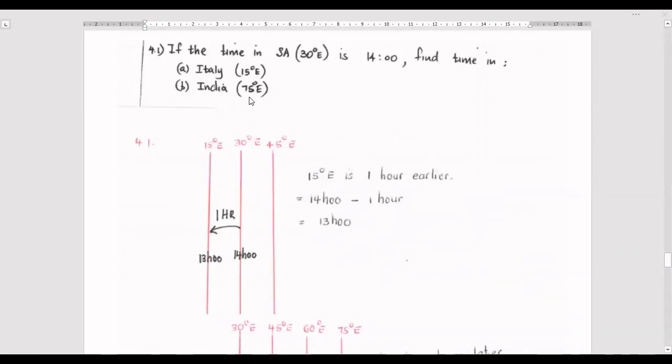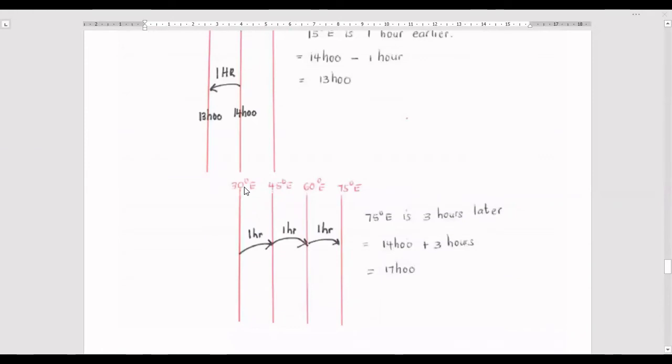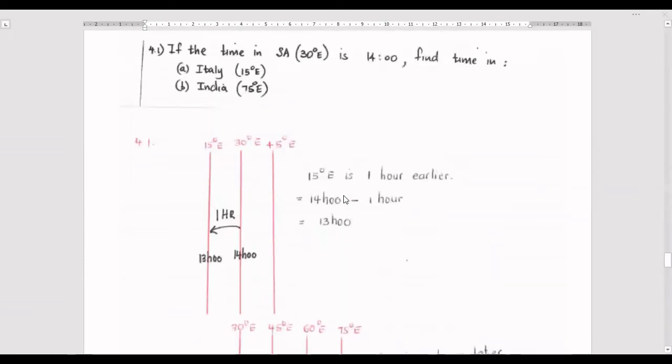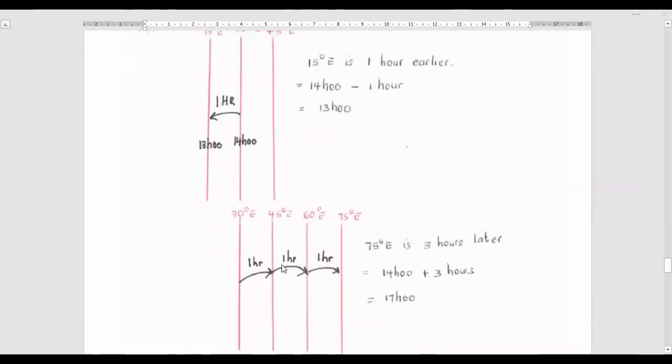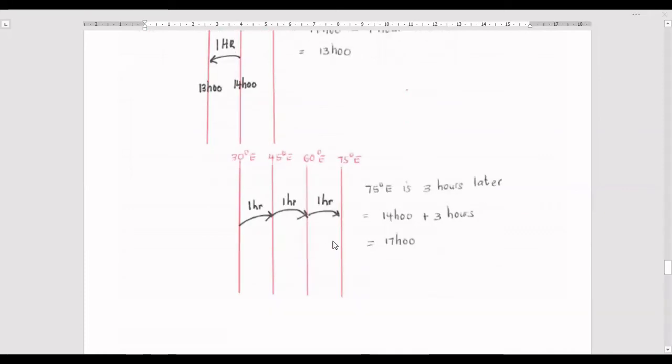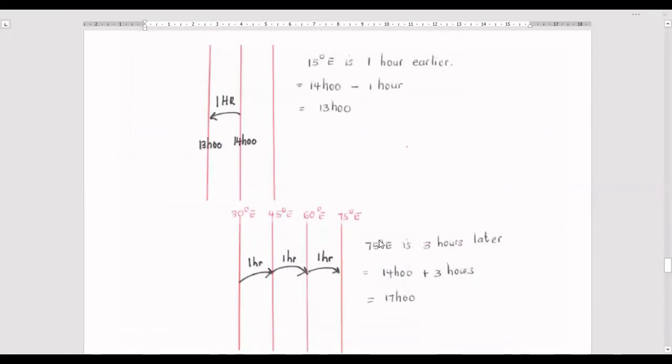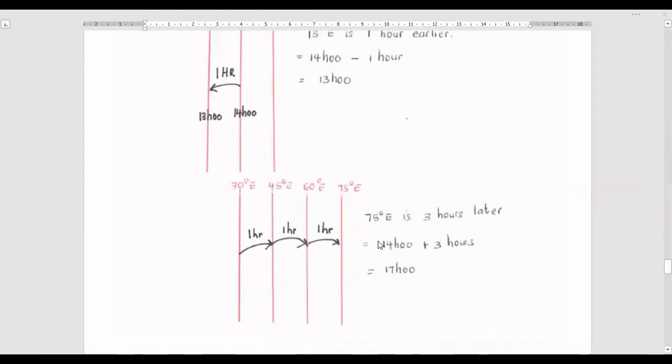India was 75 degrees east: 30 plus 15, 45. 45 plus 15, 60. 60 plus 15, 75. We stop here because we are working for 75 degrees east. 1 hour, 2 hours, 3 hours, and east means your time is later. So I'm adding 3 hours to it. I'm certain you have that. If you don't, just go home and practice.